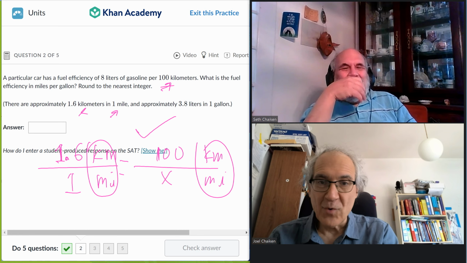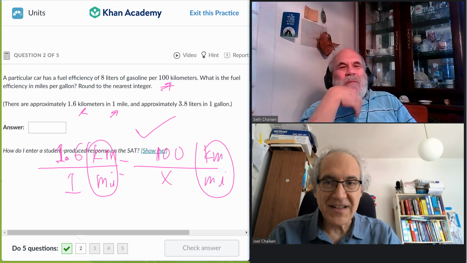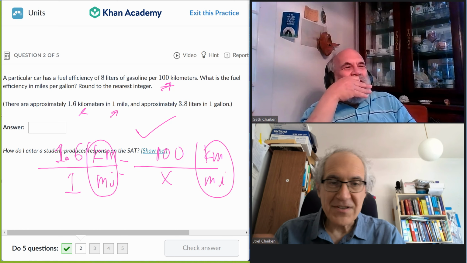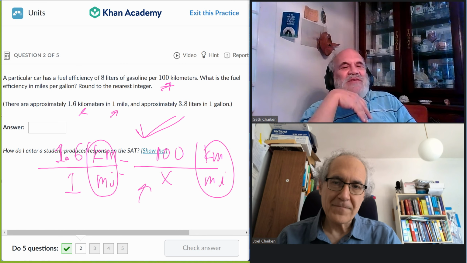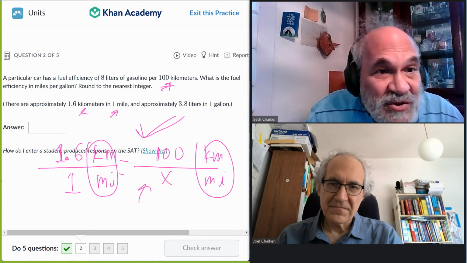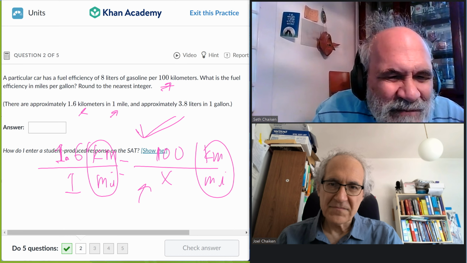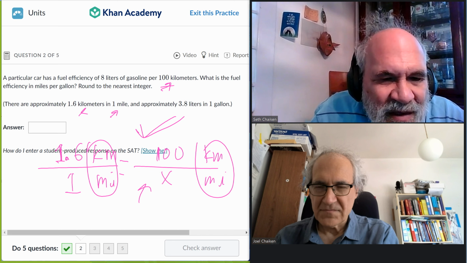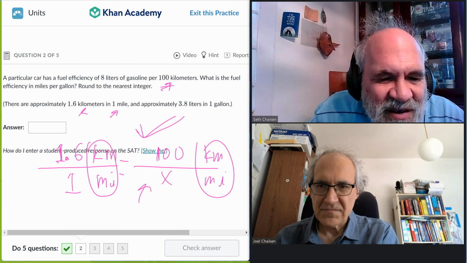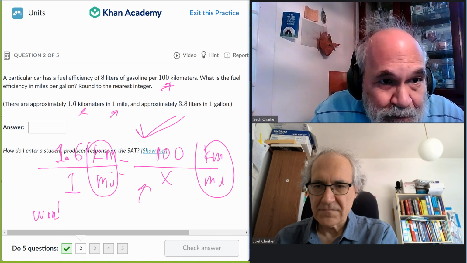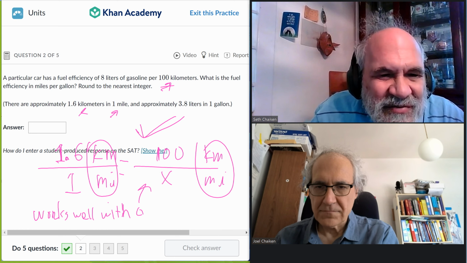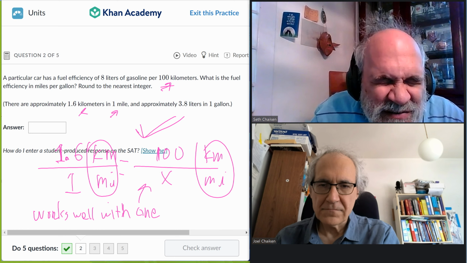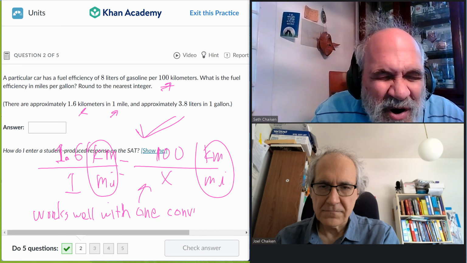But if all of a sudden you have more than one unit, like first you go kilometers to miles and then liters to gallons, this really gets cumbersome. You can do it this way, but it becomes very cumbersome. Remember, the question is not asking for the conversion between liters per kilometer and miles per gallon. They want you to convert the numerical efficiency of 8 liters per 100 kilometers.